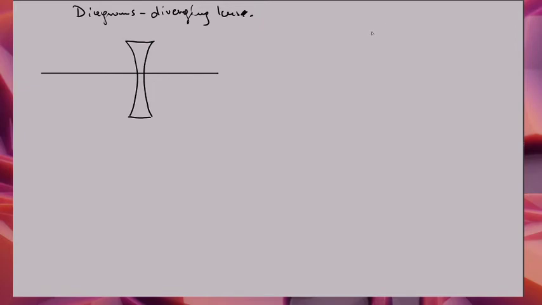Just remember that if you have a diverging lens, then the rays of light as they come in will diverge outwards. And so you have a ray of light that comes in here, goes out like that. You have a ray of light that comes in here, it goes out like that. Maybe I'll do one more here and one more here.